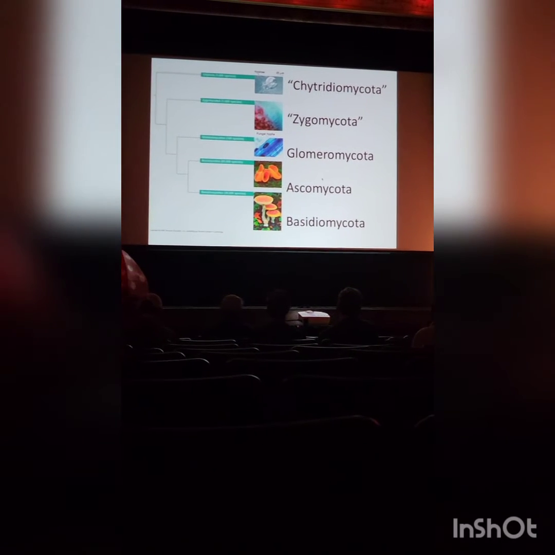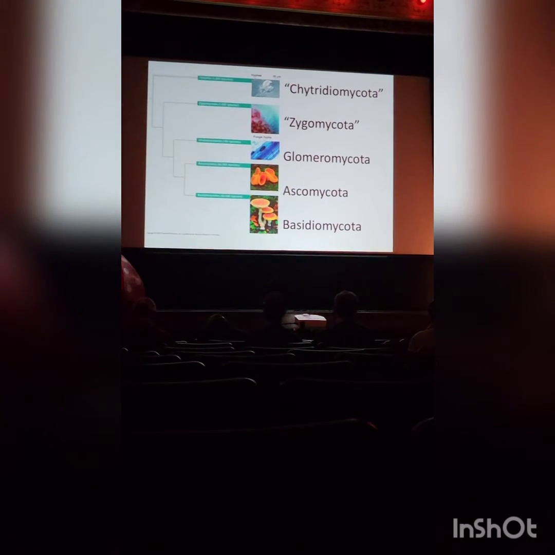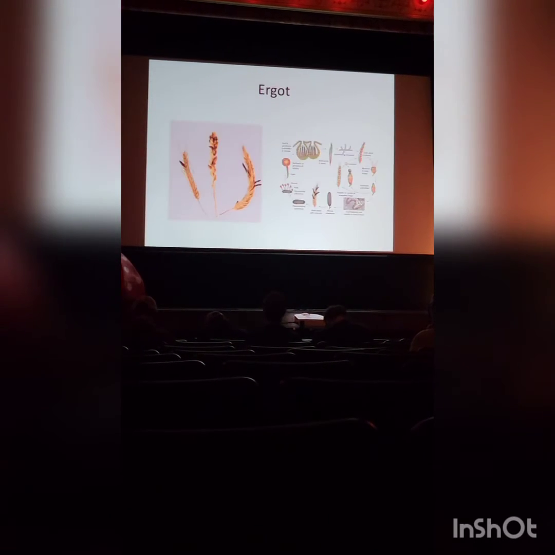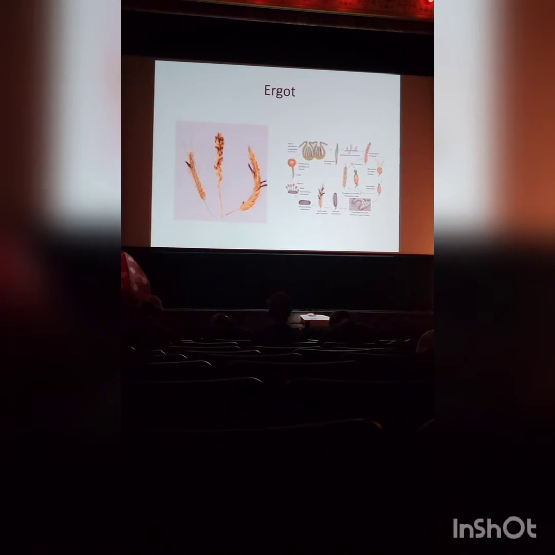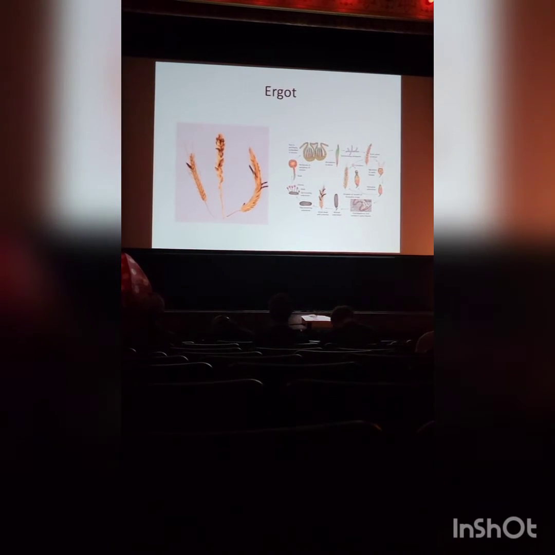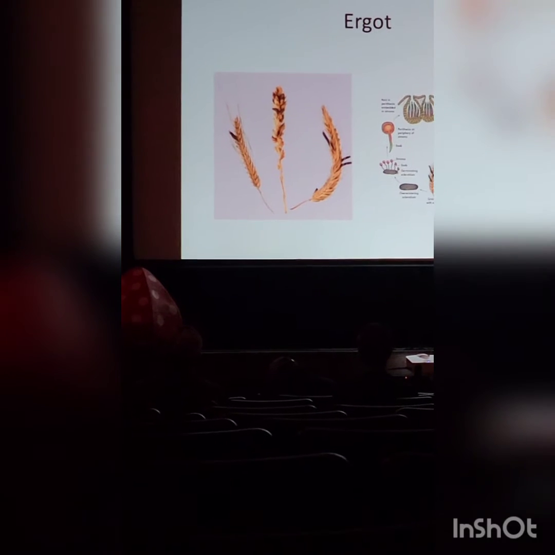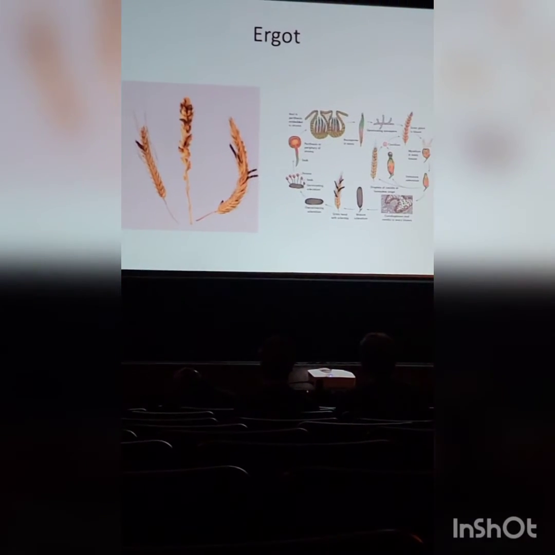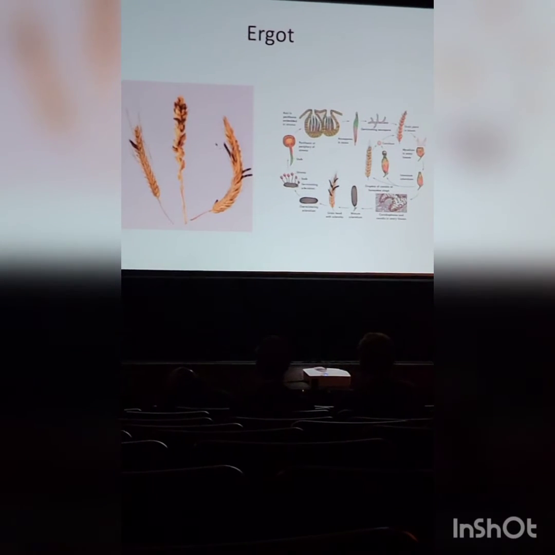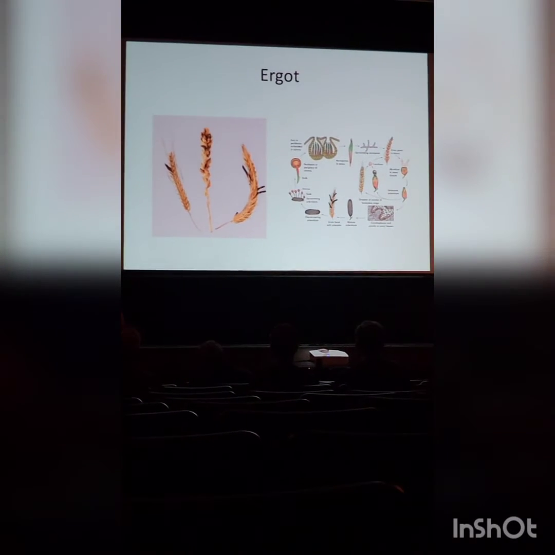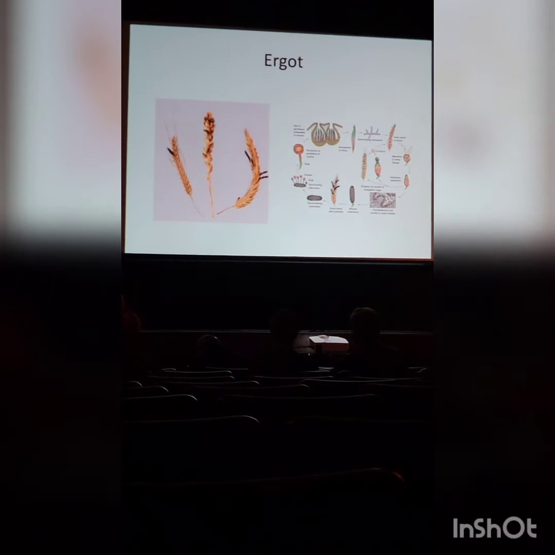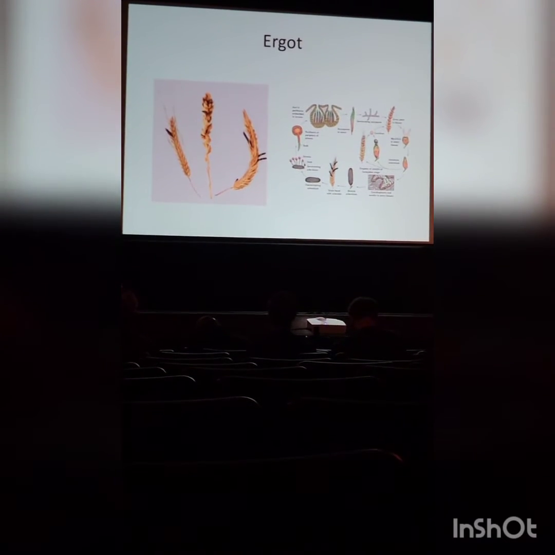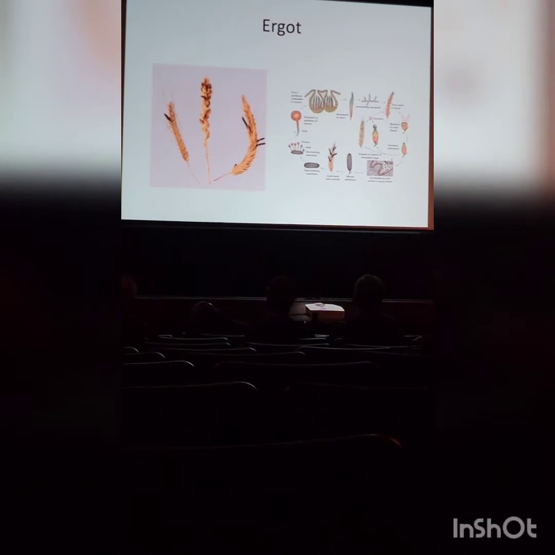So zygomycota in this group is our black bread molds. I'll just talk about one group in here, ergot. Maybe you've heard of ergot. It makes lysergic acid. Some folks take that recreationally. And this crazy little fungus infects the flowers of grasses, and in particular wheat and rye. And it has this crazy life cycle, can reinfect the inflorescence.